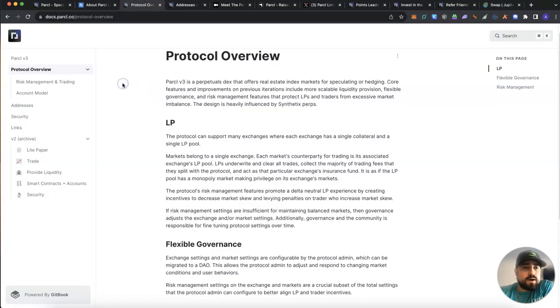So here's some of their docs. This is important always, when you look through blockchain stuff, look through the white paper, look through docs, smart contracts, everything that goes along with it. A couple ways you can do this. This right here is Parcl. It offers real estate index markets for speculation and hedging. We already went over that.